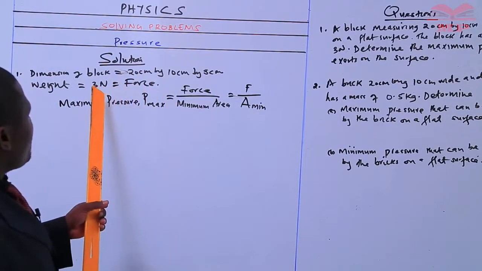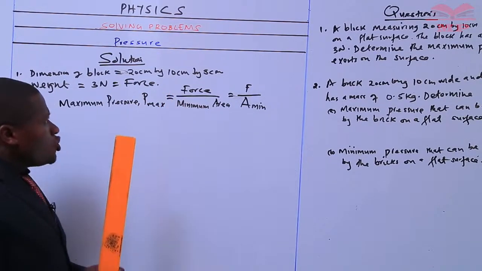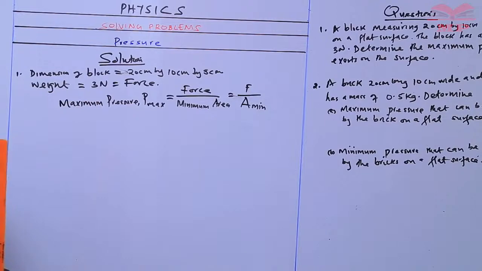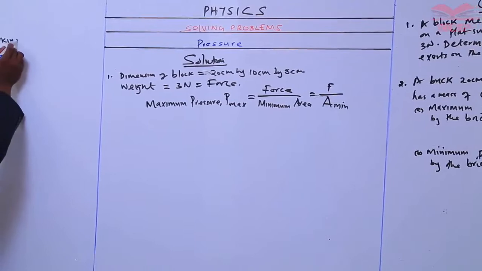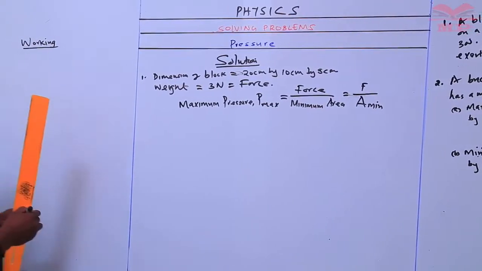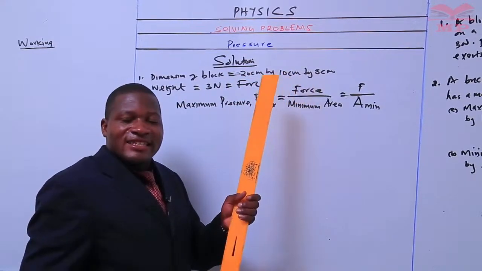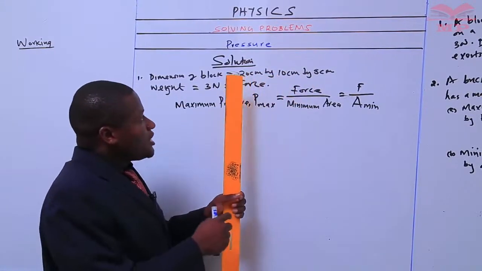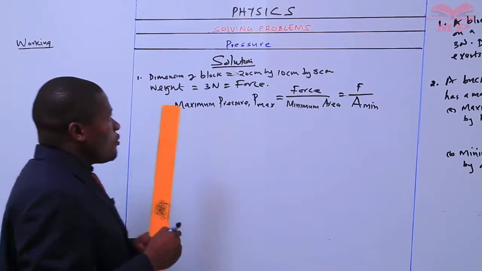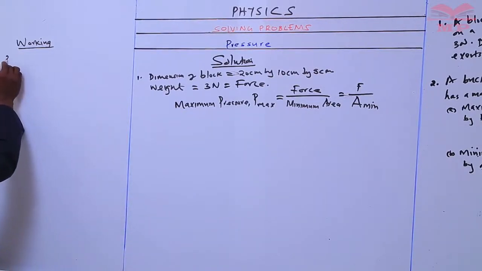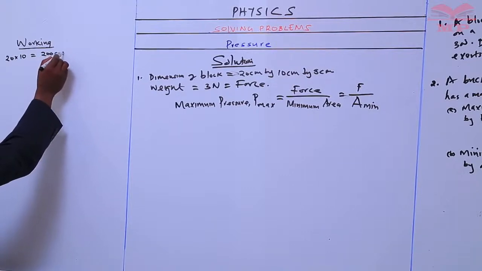So we have force, but we don't have minimum area. So when we want to calculate that minimum area, working here, for minimum area, we use these dimensions that have been given to calculate 3 areas. And for that one, we can tell which one is minimum and which one is maximum. For this case, we have 20 times 10 is equal to 200 centimeters squared.